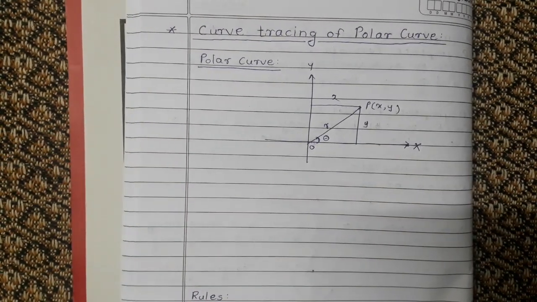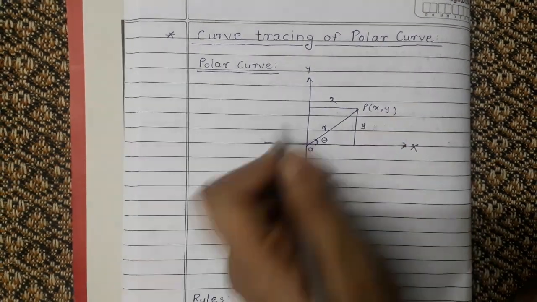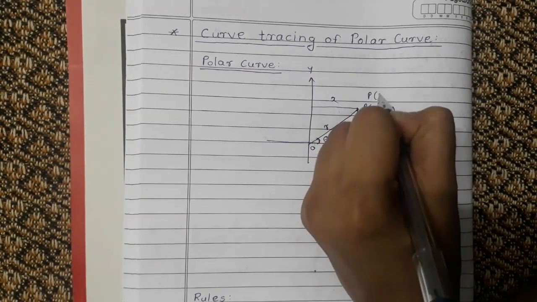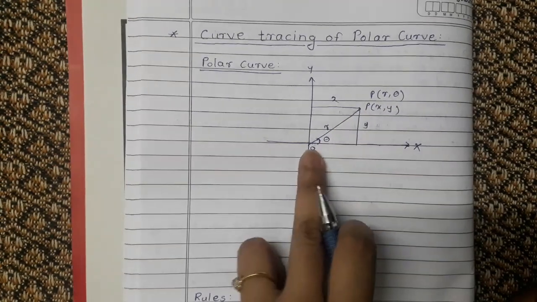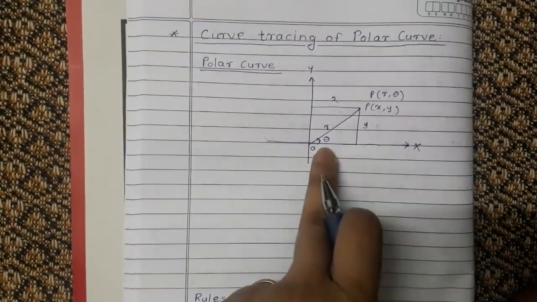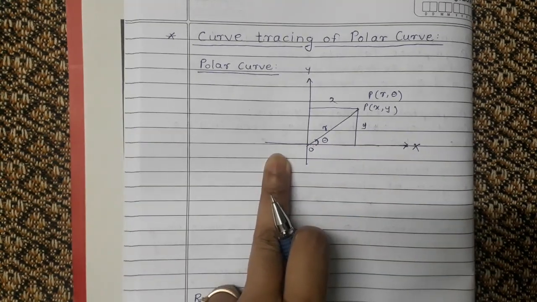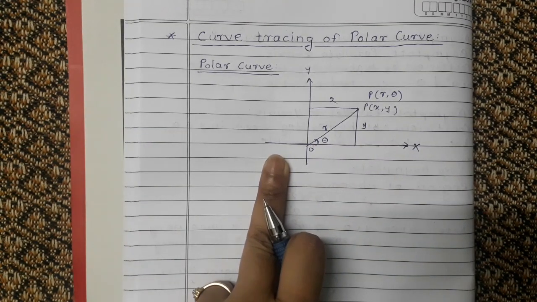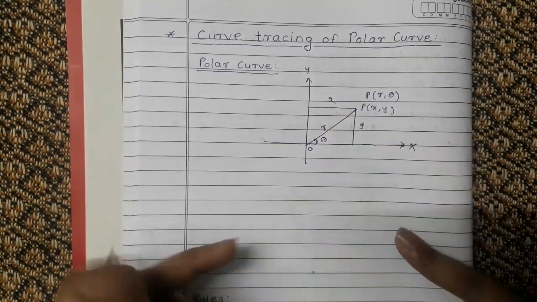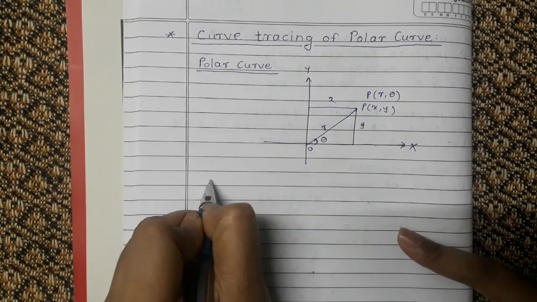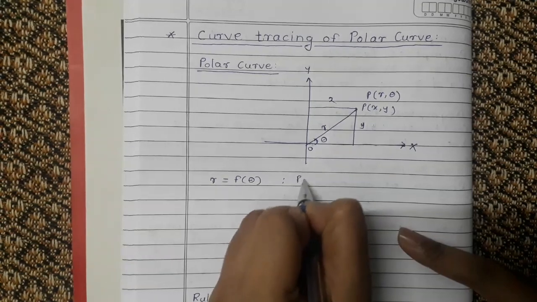Then instead of Cartesian coordinates x, y, I'm going to have coordinates for P as r and theta. What is r? r is the distance OP, and theta is nothing but the angle made by OP with the positive x-axis in the anti-clockwise direction, right? So these are the polar coordinates r and theta. So how is a polar curve represented? Polar curve form is nothing but r is equal to f of theta, in general, right?